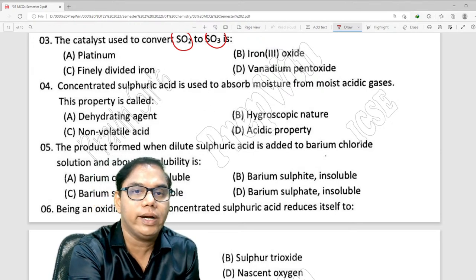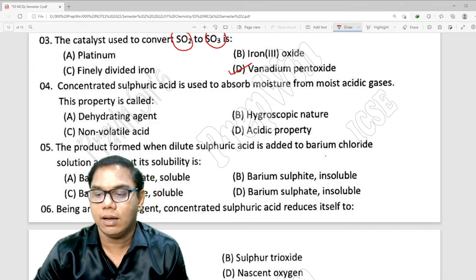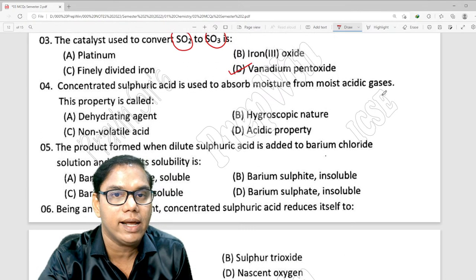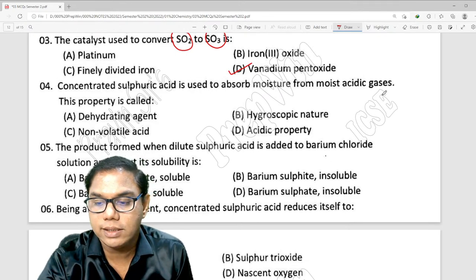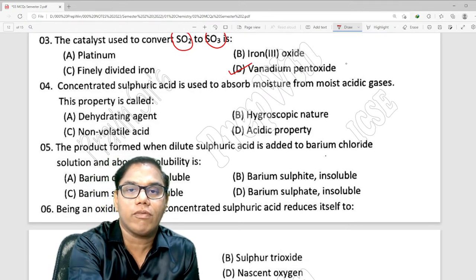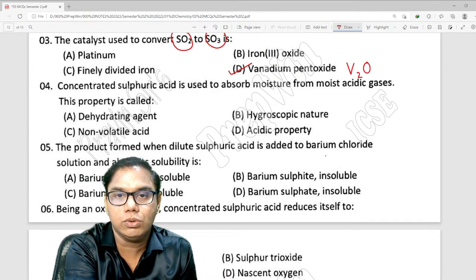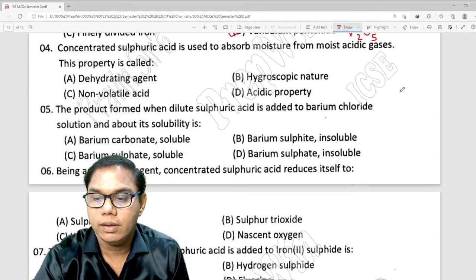I see students are unanimous with their answer, there is no difference of opinion, so let's not waste time. It is vanadium pentoxide. Can you tell me the formula of vanadium pentoxide? Oxygen valency is 2, and pentoxide, it is in the name itself.